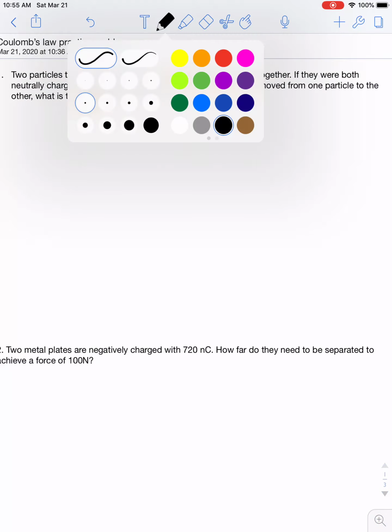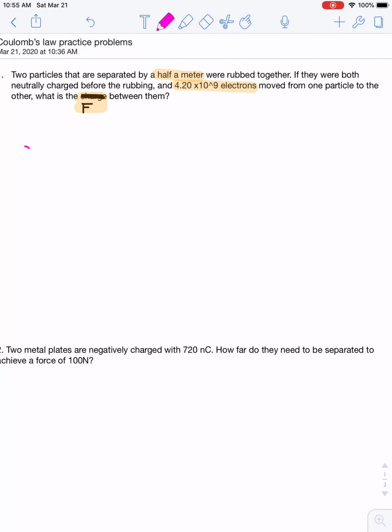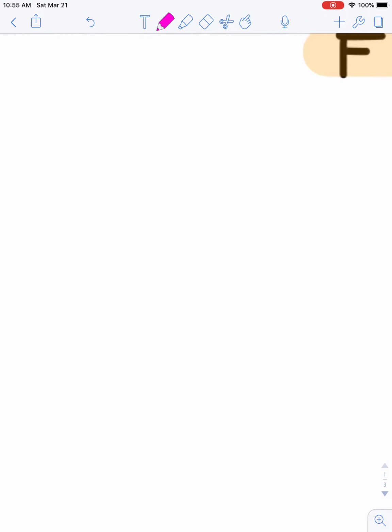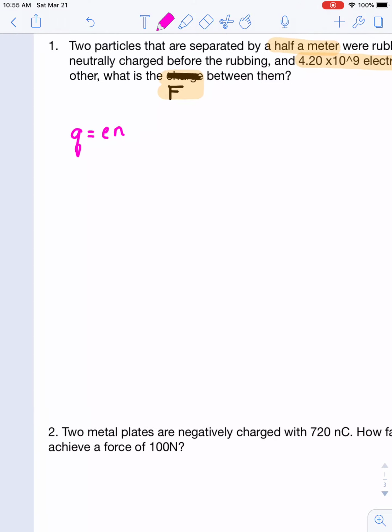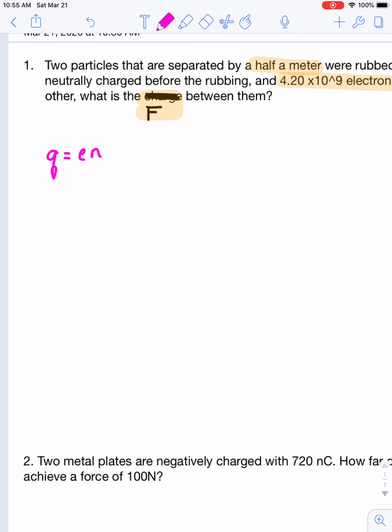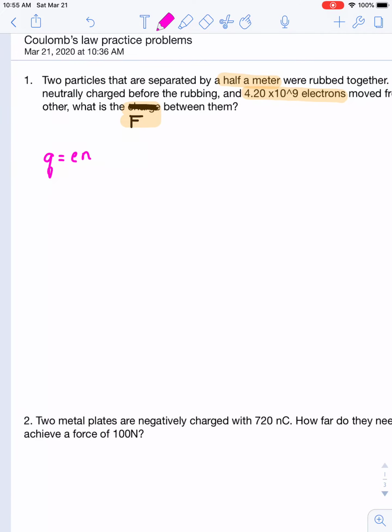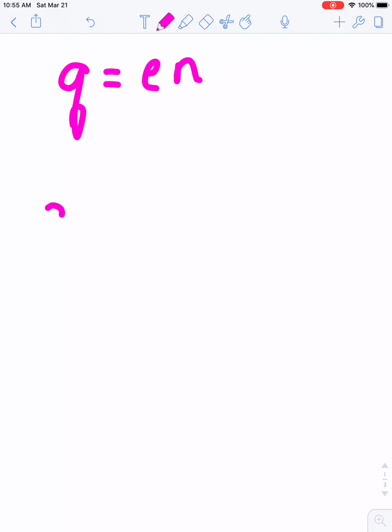However, Viking level kids, we are not doing this. This is pretty much only being covered with AP. So AP kids, we should know that Q, which is the charge, is going to equal the elementary charge of a single proton or electron multiplied by the number of protons or electrons. So in this case, if we had 4.20 times 10 to the 9th electrons move over, we could figure out the charge then.